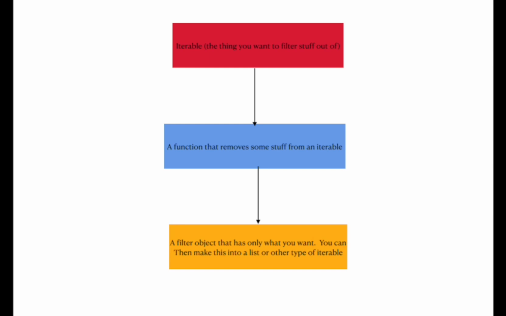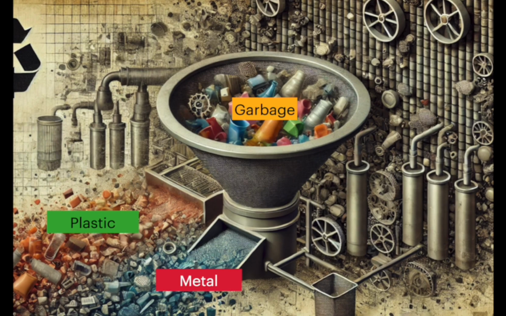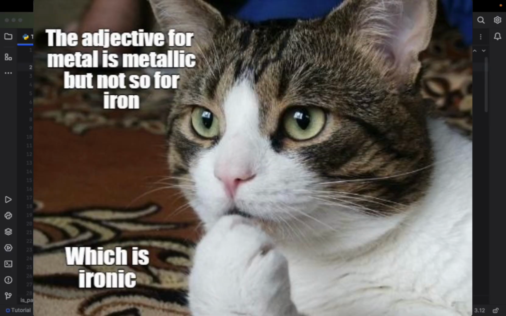So as an analogy, imagine you have a whole bunch of garbage or trash or whatever you call it, and you want metal. But obviously in garbage there's other stuff such as plastic. What the filter does is it removes everything that isn't metal. So there will be no plastic and you just get metal in that iterable. So hopefully that explanation made sense.